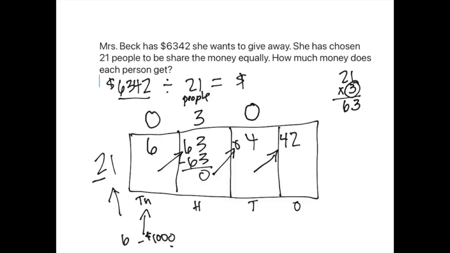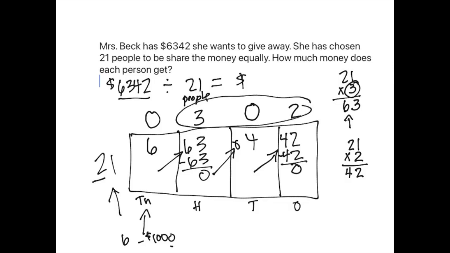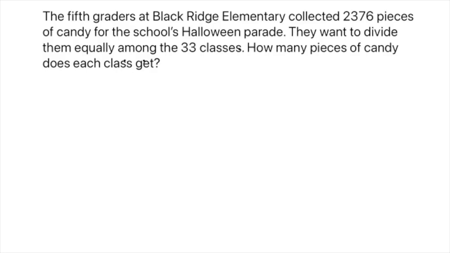So I know that 21 times 3 was 63, so I'm going to go lower and try 21 times 2, which is 42. So then I'm going to write that each person gets 2 $1 bills. And I'm going to subtract that 42, and I have 0 remaining. So that tells me that each person gets $302.